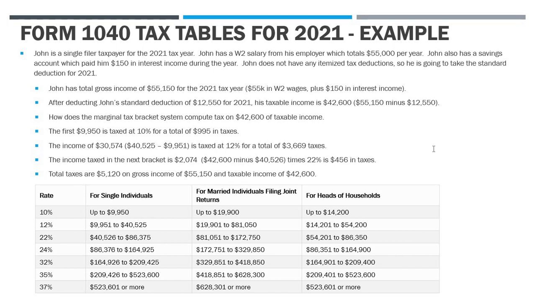Okay, so that covers it for this video. Very simple tutorial on how the marginal rate system works and what the 2021 tax tables look like for individuals, married filing joint, and then your head of households there.